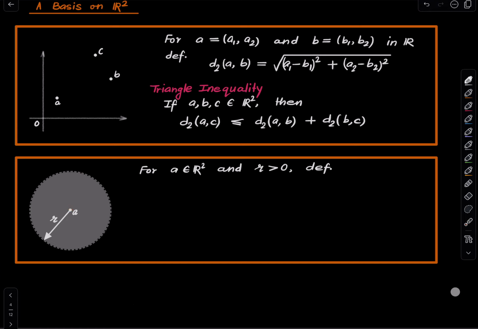So we define the ball coming from the Euclidean distance with center A and radius R as those points in R2 such that their Euclidean distance with A, maybe I'll write an X, distance with A is strictly less than R. So the picture is very important.